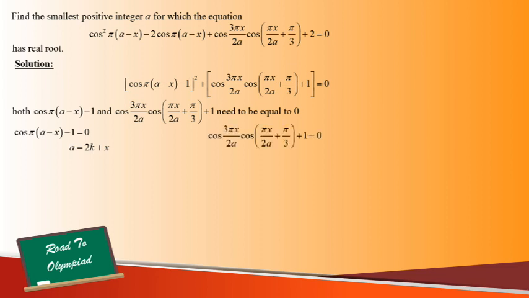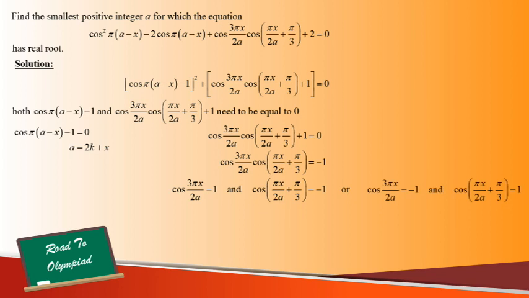For the second expression to be equal to 0, we have cos(3πx/2a) multiplied by cos(πx/2a + π/3) is -1. Since the absolute value of cosine is at most 1, in order for this expression to be equal to -1, we must have one of them equal to 1 and the other equal to -1. Therefore, we have two cases. Cos(3πx/2a) is equal to 1 and cos(πx/2a + π/3) is equal to -1, or cos(3πx/2a) is equal to -1 and cos(πx/2a + π/3) is 1.